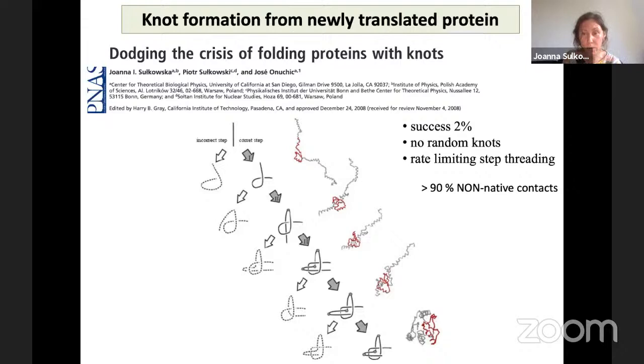However, you do not observe random knotting. There is a kind of unique pathway that allows the protein to make a knot. And this pathway you can see here. So you first have to make a loop, and it's not a random loop. The loop is exactly where the knot is located in the minimum of the energy, or in the native state.